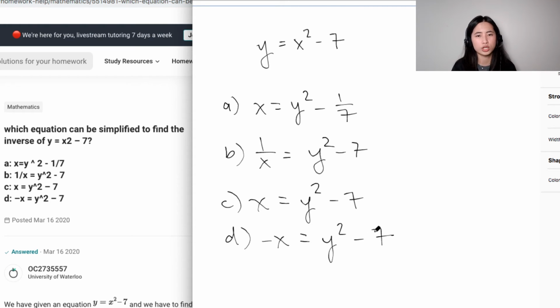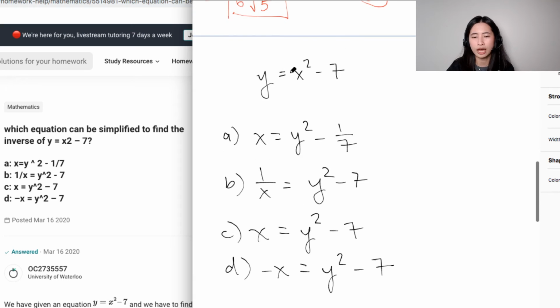Okay, so the whole point of this question is not to find the inverse exactly, but you need to rearrange your equation such that you're going to match any of this, right? So it's sort of looking for the step to get to the inverse. Okay, so first of all, how do we find the inverse of a function, right? So if you have y is equal to x squared minus 7, when you're supposed to find the inverse, all you have to do is you flip the two, x and y, right? So this y becomes an x and this x becomes a y, right? So you're going to say that this is x is equal to y squared minus 7. Does that make sense? Okay, great.